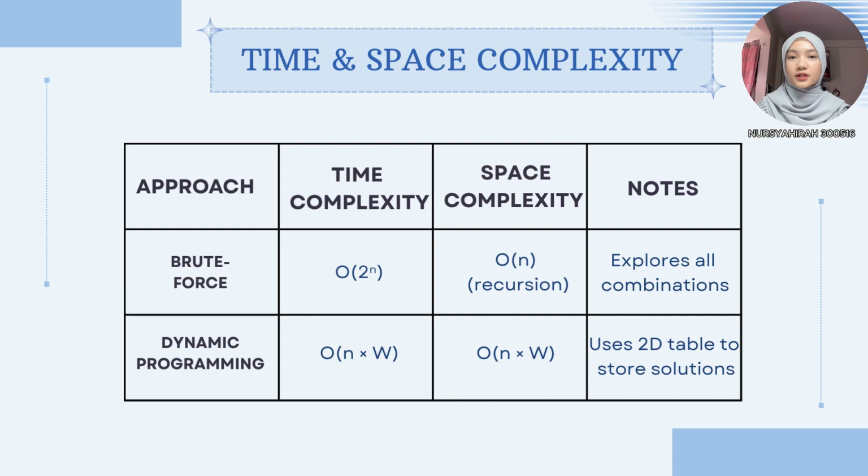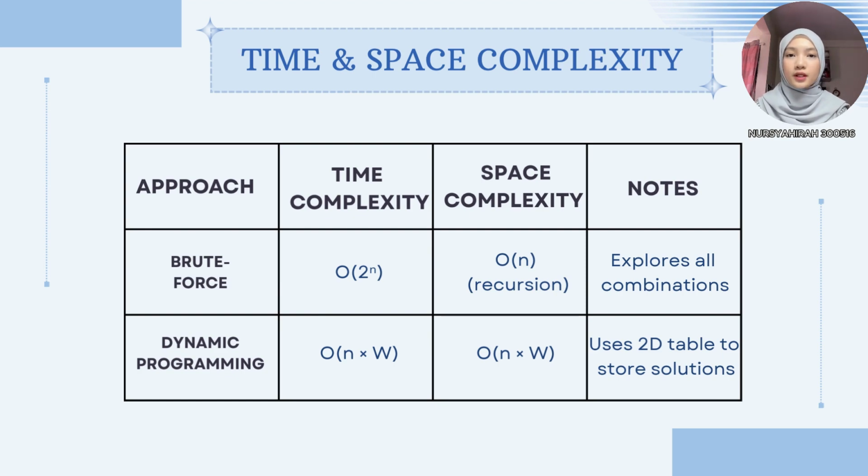Now let's compare the efficiency of both algorithms in terms of time and space complexity. The brute force algorithm has a time complexity of O(2^n) because it explores all possible combinations of items. Its space usage is O(n), mainly because of the recursive function calls. On the other hand, the dynamic programming approach reduces the time complexity to O(n times W), where n is the number of items and W is the knapsack capacity. This is much more scalable, however, it uses O(n times W) space to store the two-dimensional table.